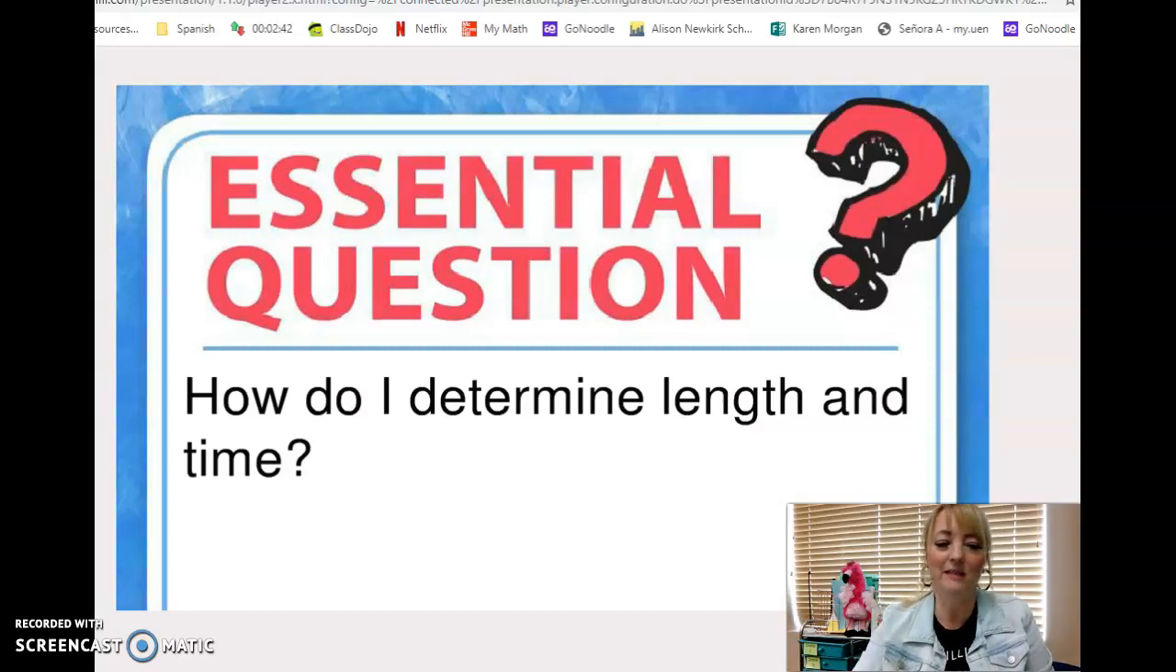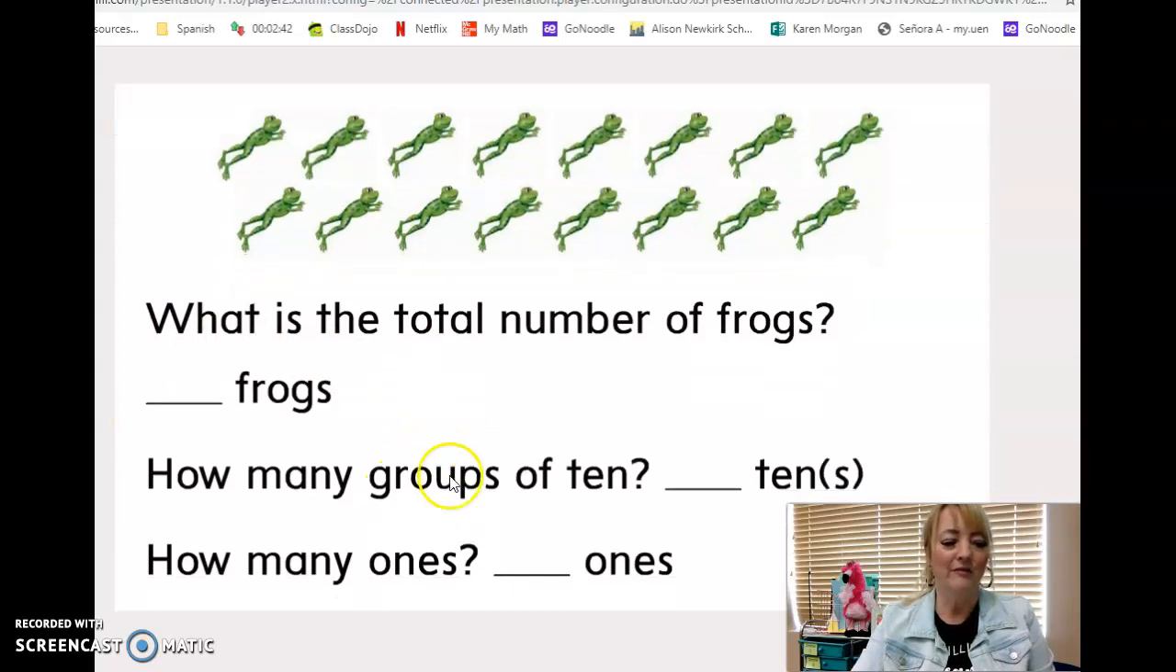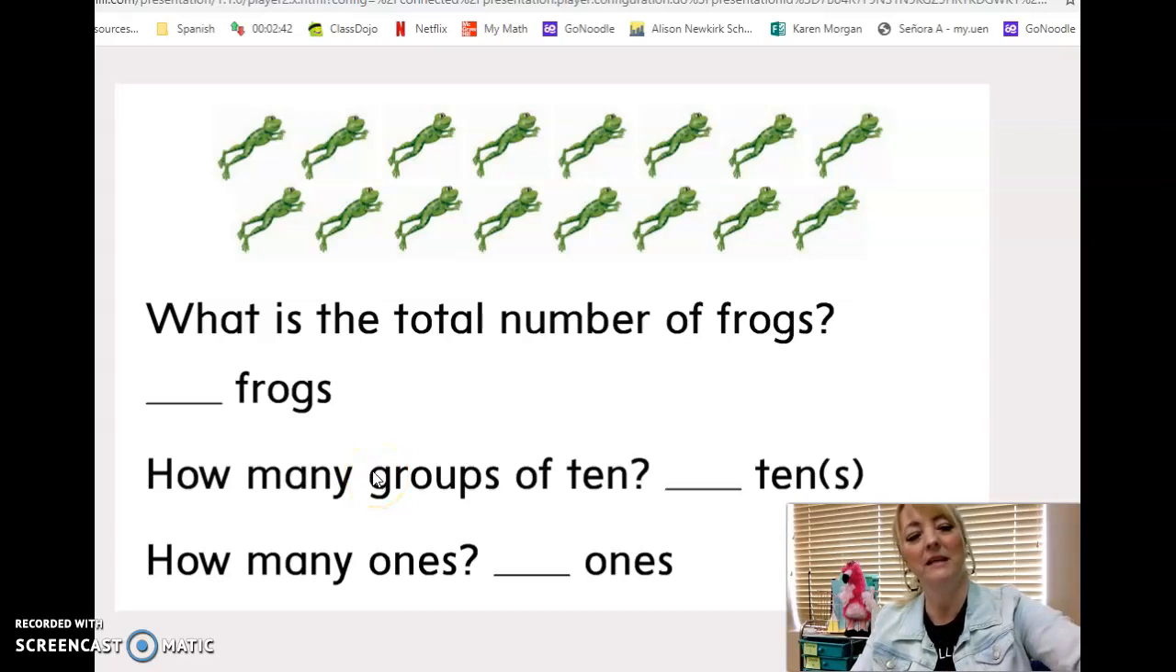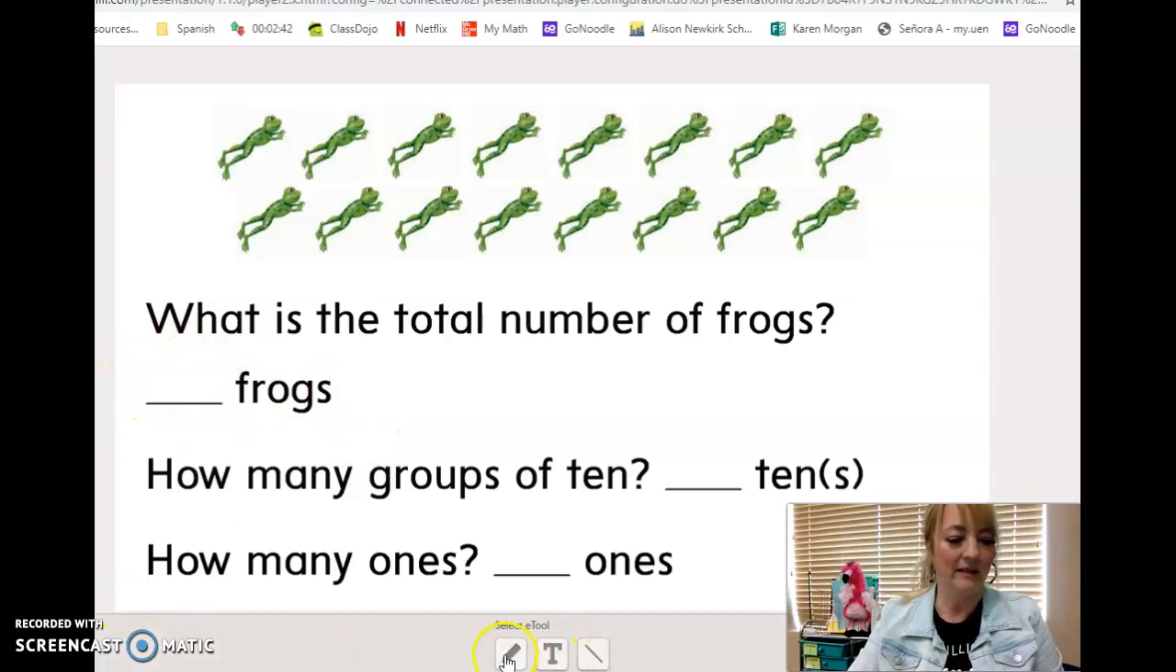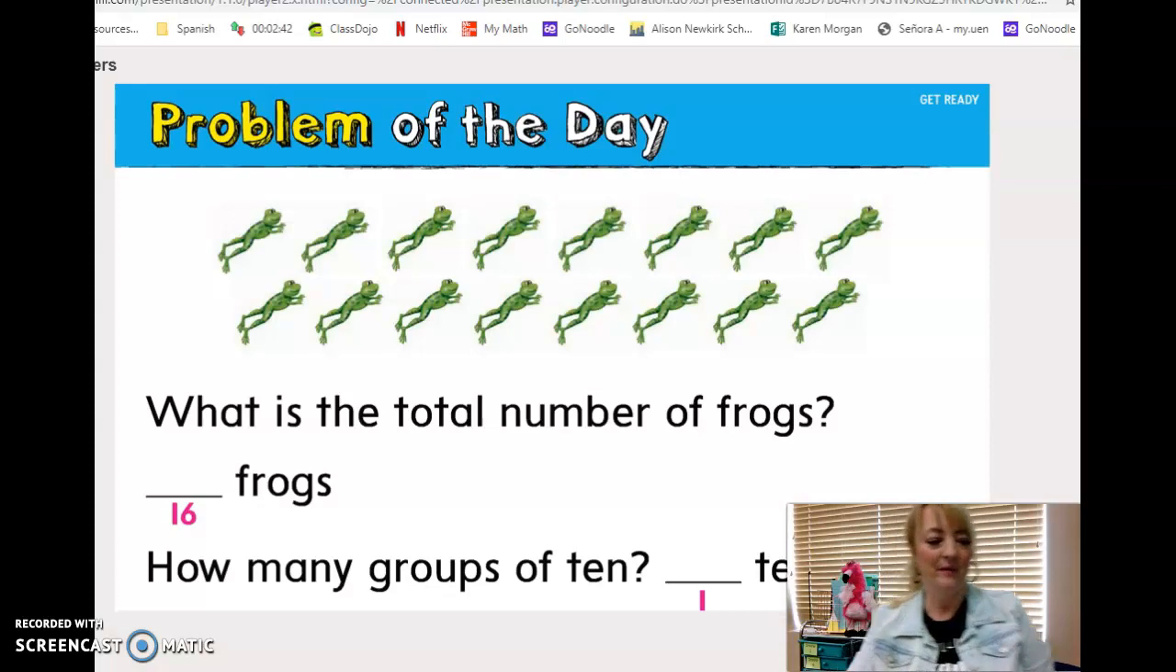So our question is, how do we determine length and time? And right now we're working on time. What is the total number of frogs? Let's see. So we'd have 2, 4, 6, 8, 10, 12, 14, 16. So we'd have 16 frogs. How many groups of 10 are in the number 16? 1. And how many ones? 6. So there's 6 ones and 1 ten.